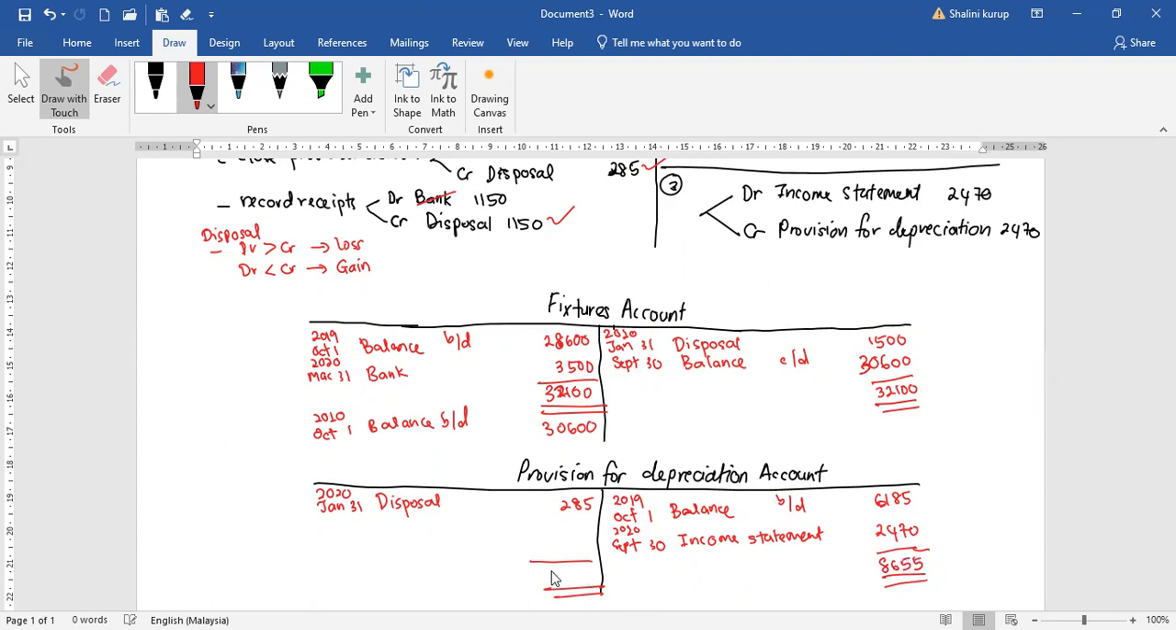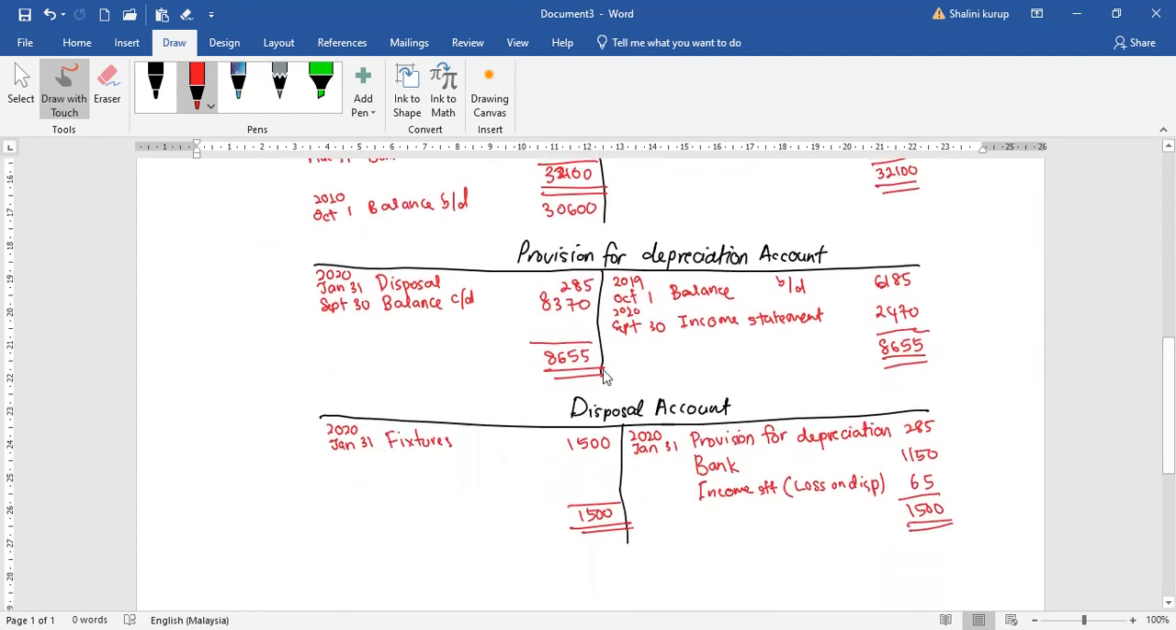Okay, 8655. Now don't forget, you already disposed of the one asset. So this is the amount that you need to minus, and therefore your September 30, your balance CD, the one that you're going to carry down, will be different. You have to minus the 285. Therefore you get 8370. Now, what do you do? Not completed. Go further down and show the balance. So the balance will be 2020 October 1st balance BD. So you see, your provision and your cost is still there. It's just that what you have done is you have minused whatever that has been disposed and you have added whatever that is new. So you got your new figure, which is 8370.